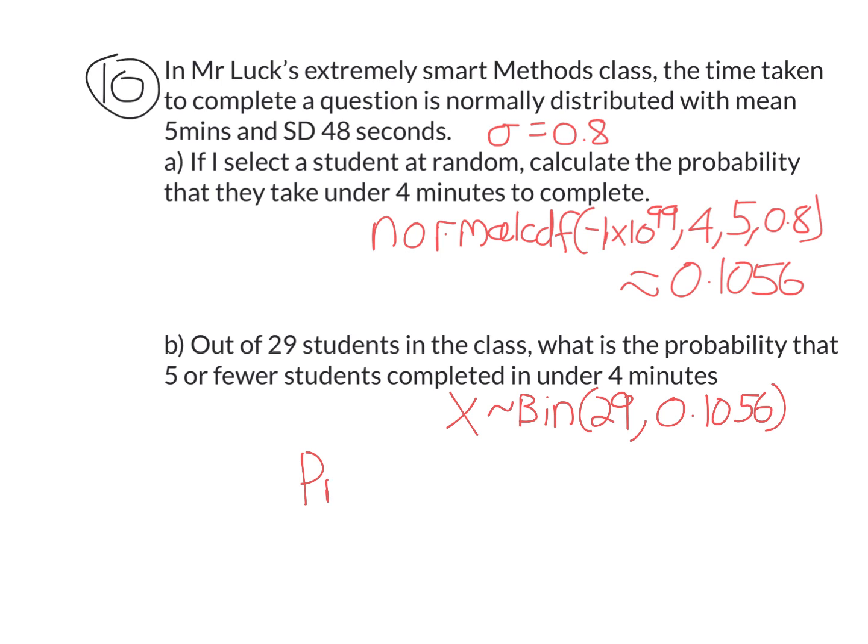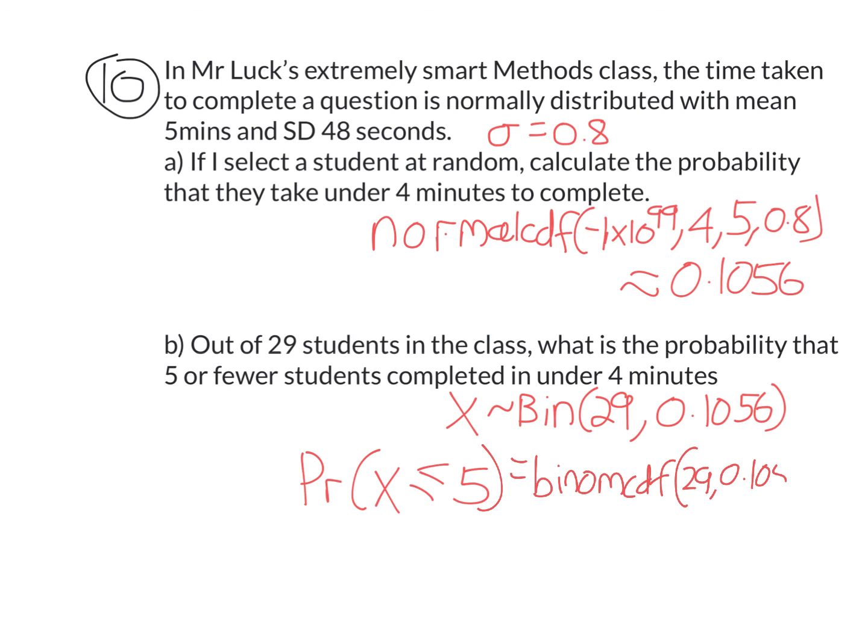So if I want to calculate the probability that X is fewer than or equal to 5, we need to use the binomial CDF function. So all you do is input the number of trials, the probability of success on each trial, which we just calculated, and the value of X. The binomial CDF function calculates the probability of being up to and including a certain value. So putting that on your calculator, we get about 0.92. So there's a 92% chance that the number of students who can complete this in under 4 minutes is 5 or fewer.